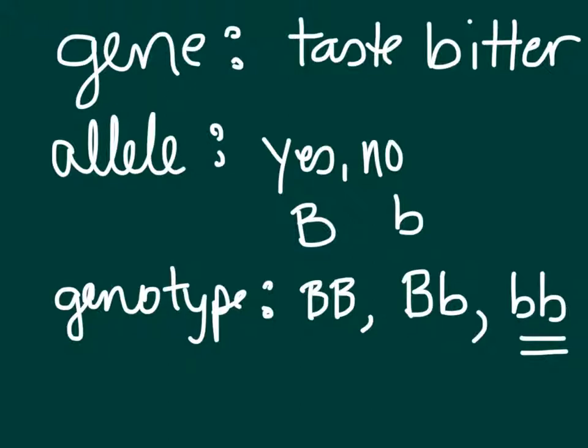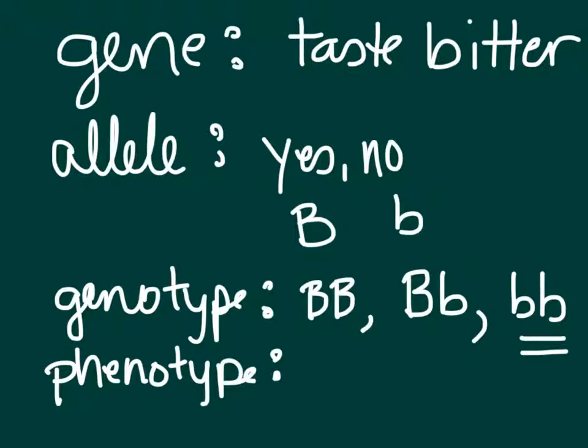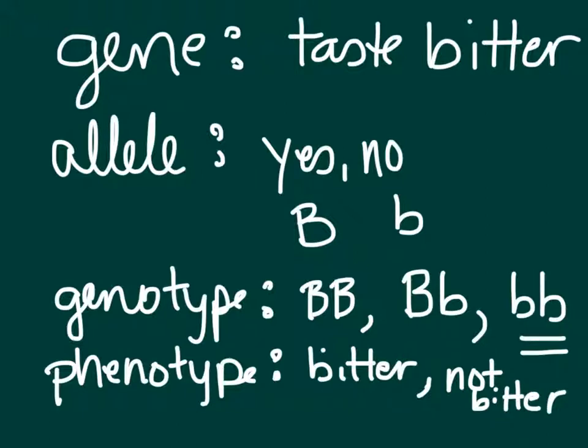That corresponds to the trait in question that we call a phenotype. The genotype is what alleles you have. The phenotype is how the trait appears or manifests in the living thing. So either you can taste bitter things or you can't. It's how the gene appears, so what you actually see in the living thing.